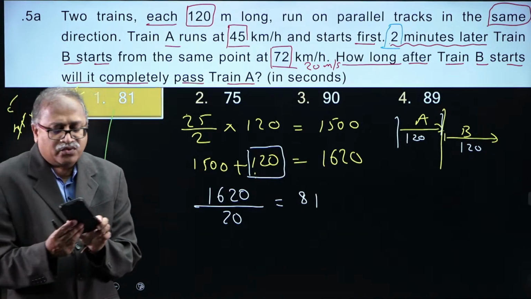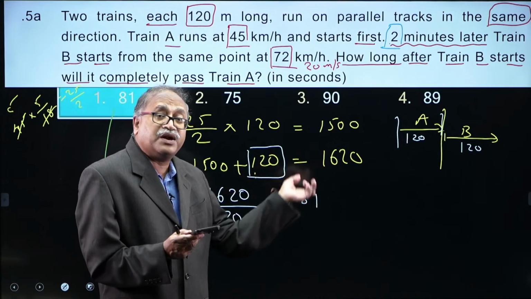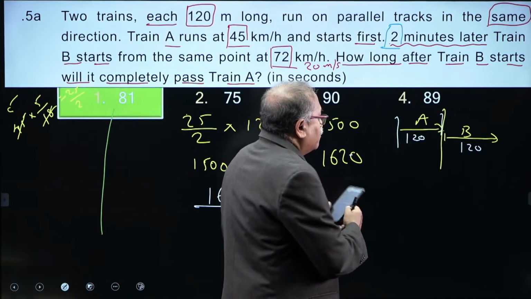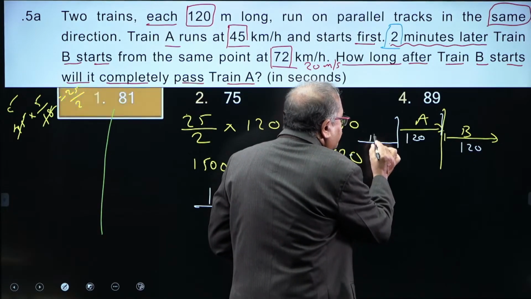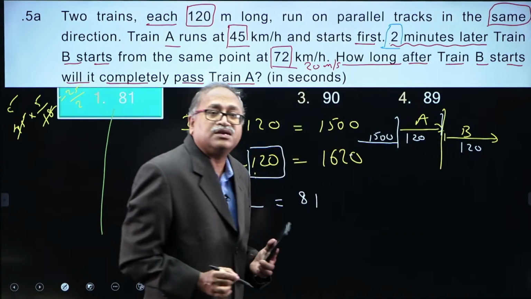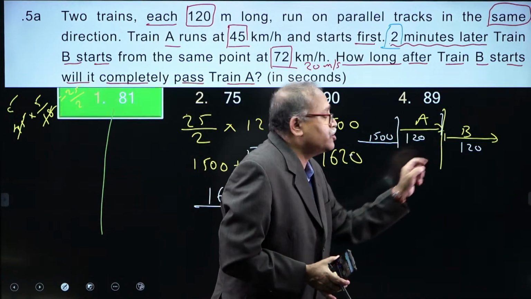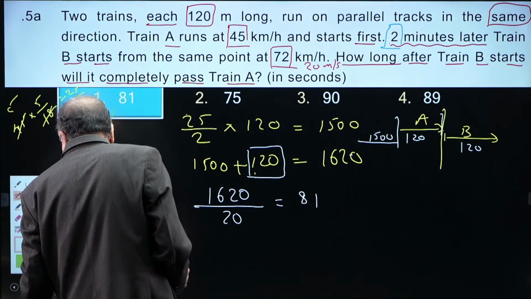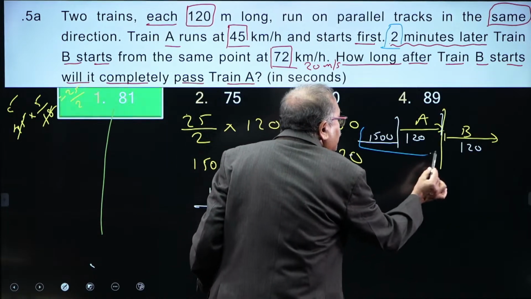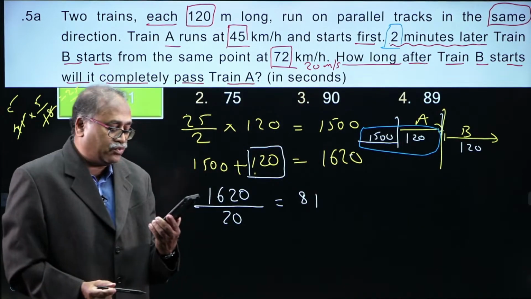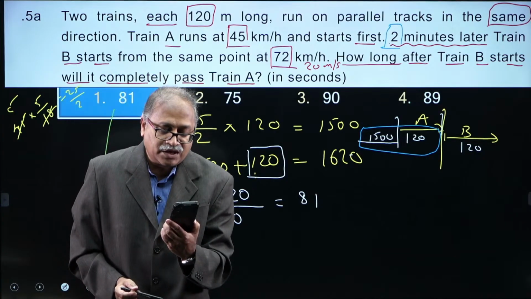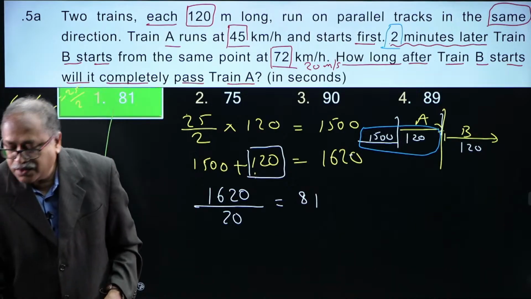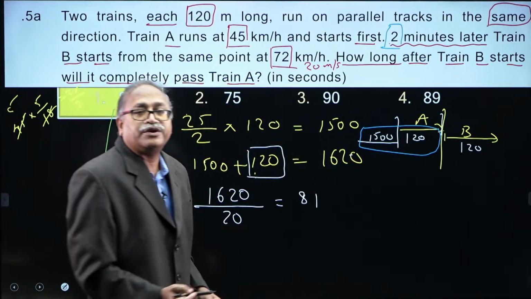Is this clear, Appal Naidu? Why should it not be 120 plus 120? When this 120 started, whatever the gap was, that is 1500, plus it has to cross another 120 in order to overtake A. So, the total distance over here is not 120 plus 120, but only 1500 plus 120. Hope you are understanding this, my dear friend. Now, the total distance covered is 1620.